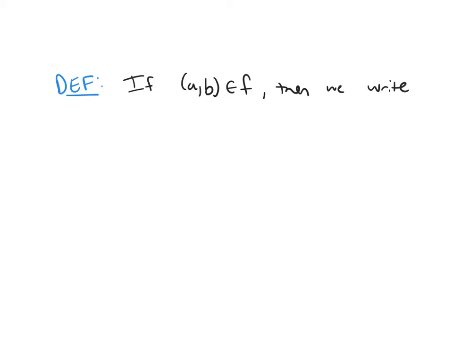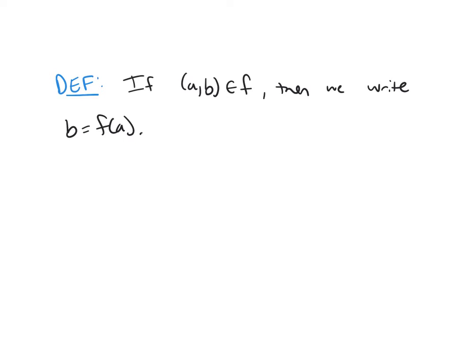So let's look at some more terminology when it comes to functions. So we're going to start with a definition of an image. So if (a, b) is in F, then we write B equals F of A.